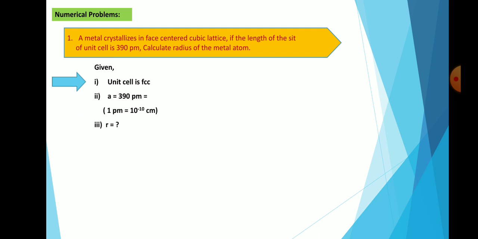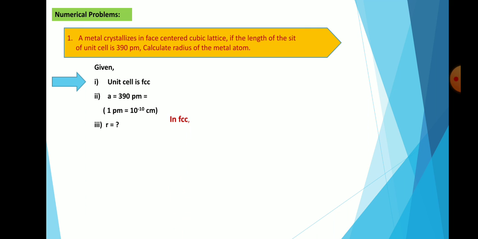Unit cell is FCC. Number 2, the length of the cube, that is the side, is given: a is equal to 390 picometer. For simplification, we write down 1 picometer is equal to 10 to the power minus 10 centimeter, and we want to calculate the radius. The first answer we get: the structure of the cubic lattice is FCC.